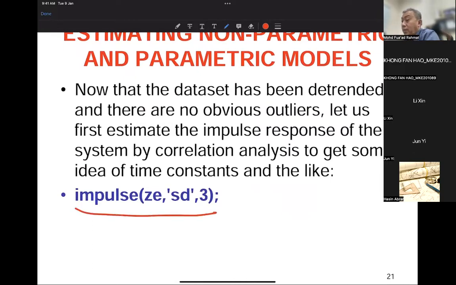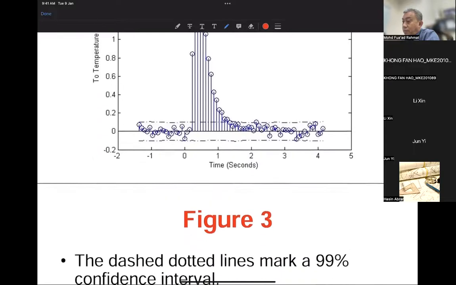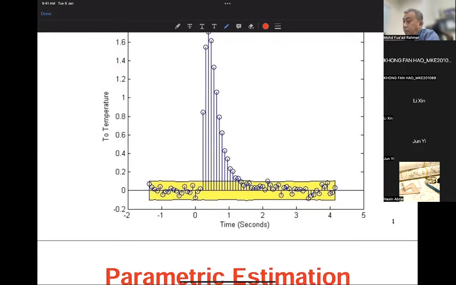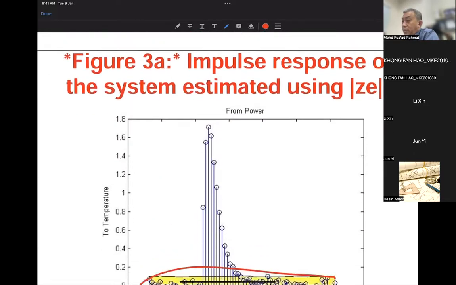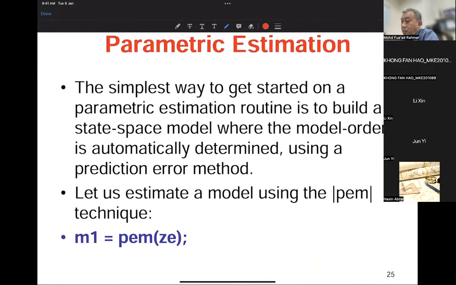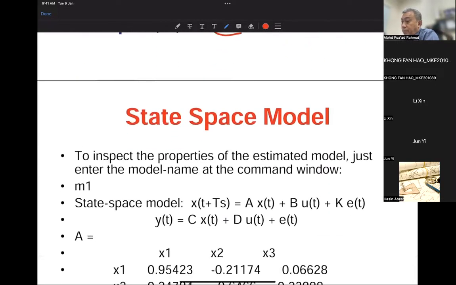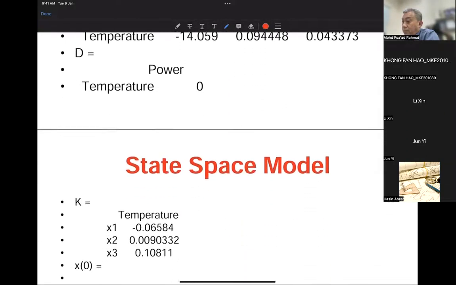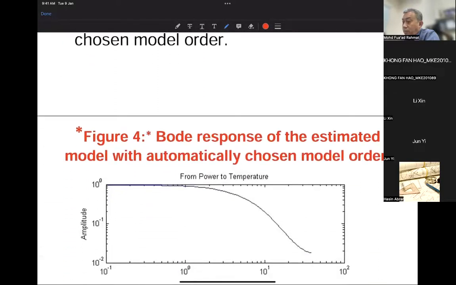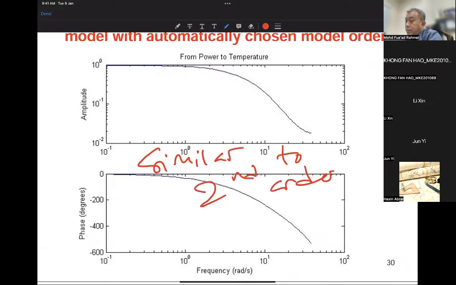Then we start to estimate using a non-parametric method. For example, give an impulse and see what happened. So this is the impulse response, temperature versus time. You can see that at the yellow point here, it almost follows the expected output from the impulse. And then we use a parametric estimation to estimate the model, using the prediction error method. So this is the calculation, and then we plot the Bode plot. I can see that the system is similar to a second order system, by looking at it, second order system.